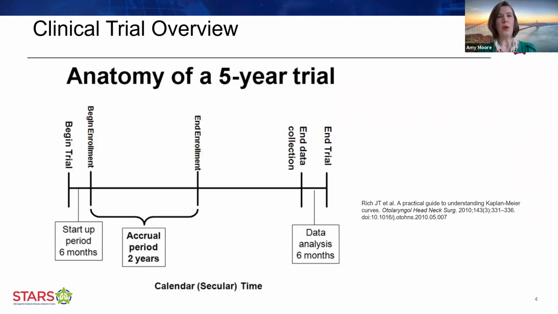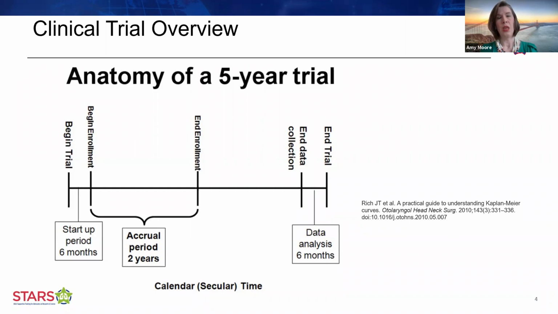So I want to start with just giving you a basic orientation to the anatomy of a clinical trial. And here we're looking at a 5-year trial. So once the trial starts, there's an initial startup period of several months, and then the trial opens for enrollment. Now here we have to determine eligibility through various criteria, and we'll look at that more closely in just a moment. The important thing to note here during this accrual period is that patients can enter a trial at any point during that open accrual period. So that means that some patients may enroll at the very beginning, and others may enroll closer to the end of that enrollment period.